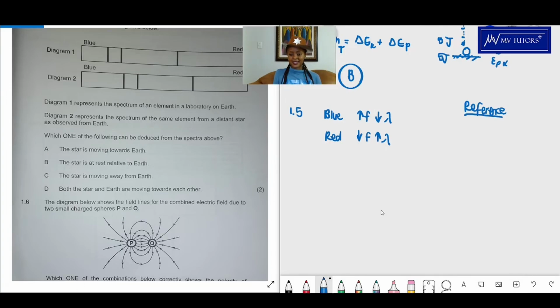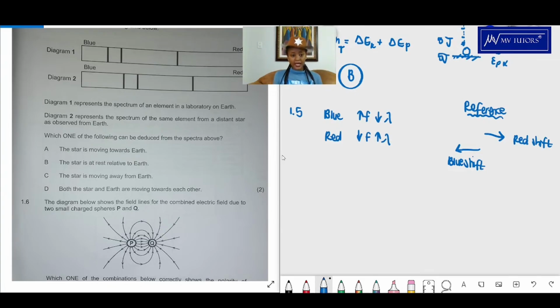I don't like it when I don't have straight lines. Let's rather do a wavy line. So when you have a look at your reference, you must decide, where did this thing shift? Did it shift to the right, or did it shift to the left? If it shifted to the right, then you're going to look at the red shift. And if it shifted to the left, then that would be your blue shift. Anyway, I didn't even read the options. So now it's saying, which one of the following can be deduced from the spectra above?